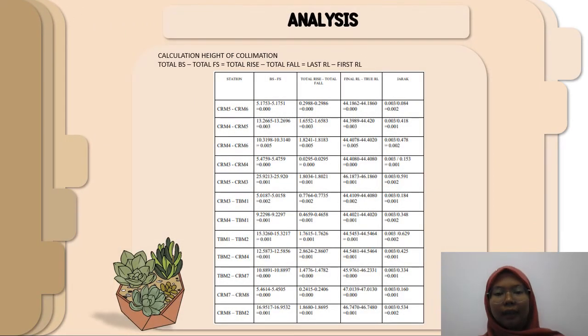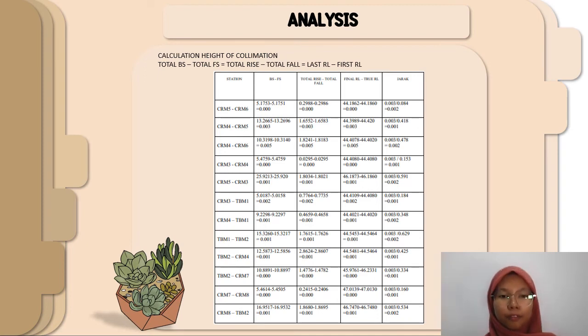In this slide, you can see the calculation of the height of collimation. The total backsight minus total foresight equals total rise minus total fall, and equals last reduced level minus first reduced level. In station CRM5 to CRM6, the height of collimation is 0, and the misclose of distance is 0.002.